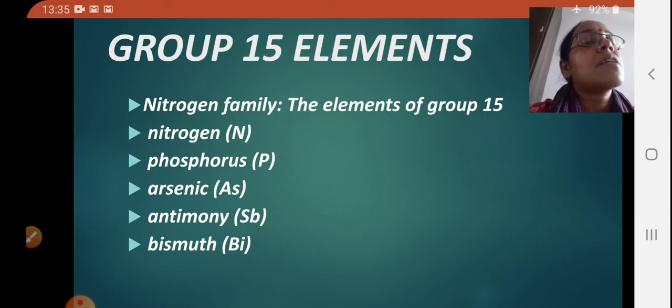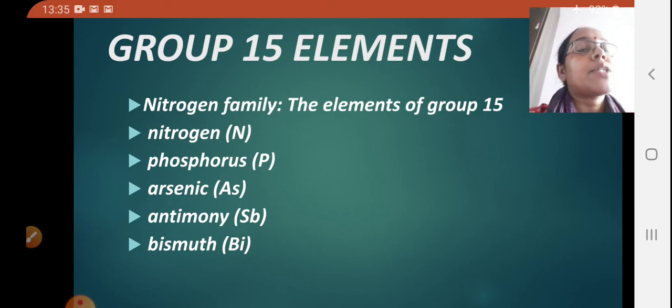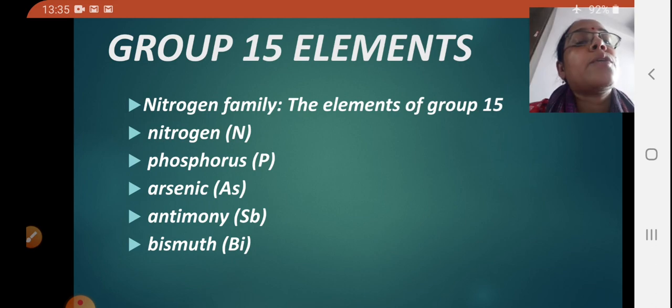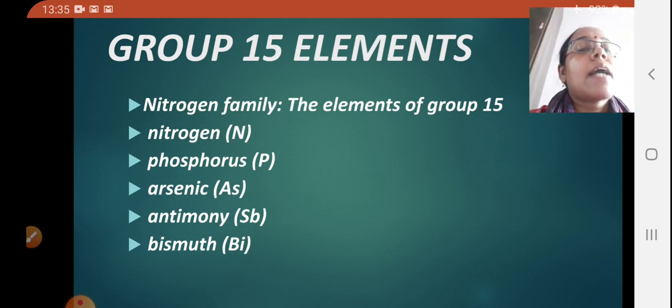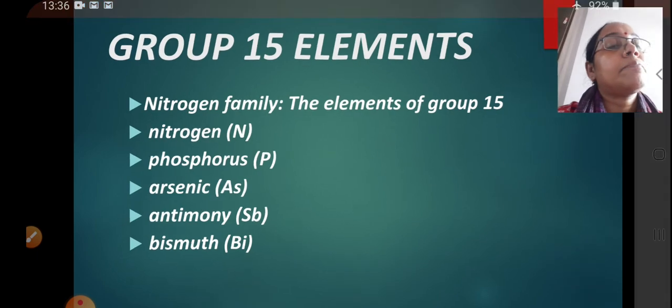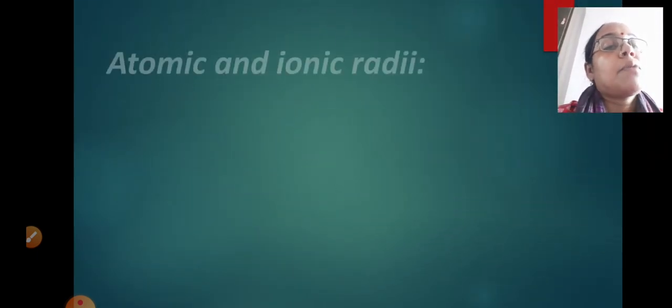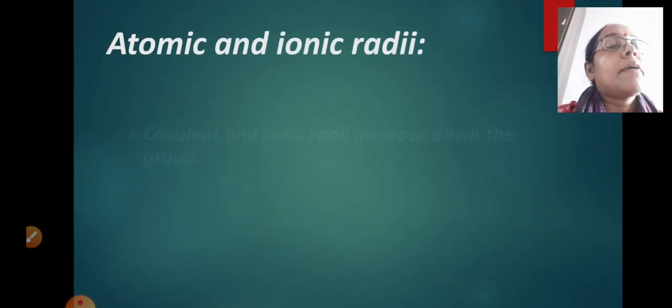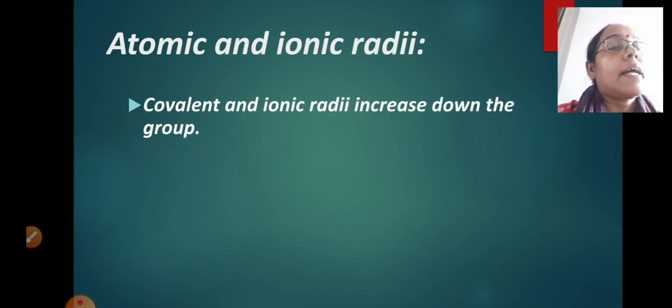Okay, so this is the nitrogen family which has 5 members: nitrogen, phosphorus, arsenic, antimony and bismuth. These all belong to which group of the modern periodic table? It is group 15. Okay, now the next point is their atomic and ionic radii. How the atomic and ionic radii change in case of group 15 elements.